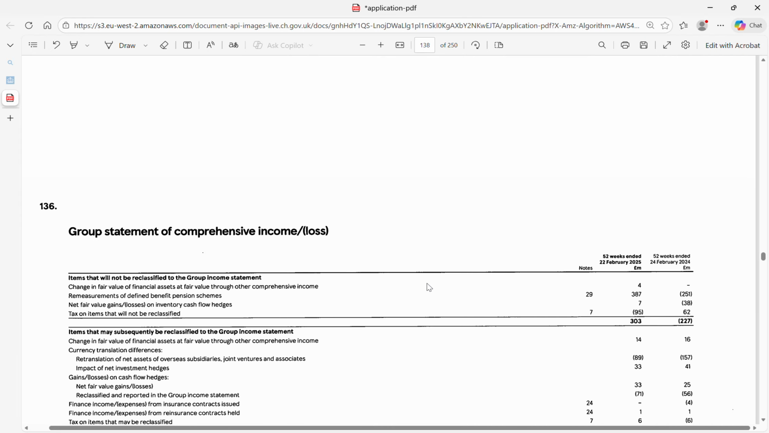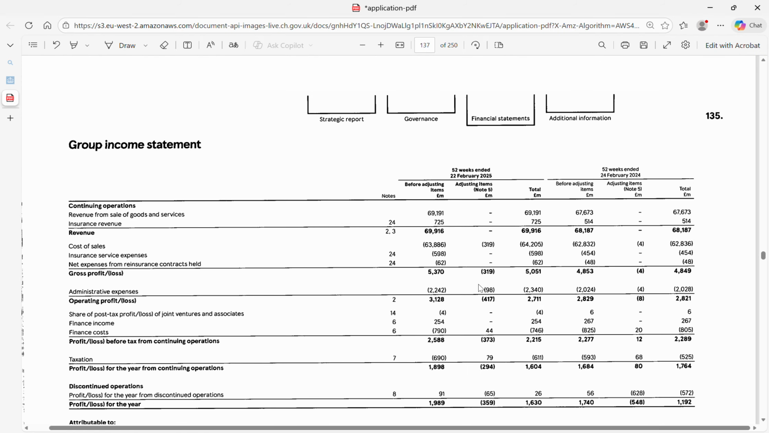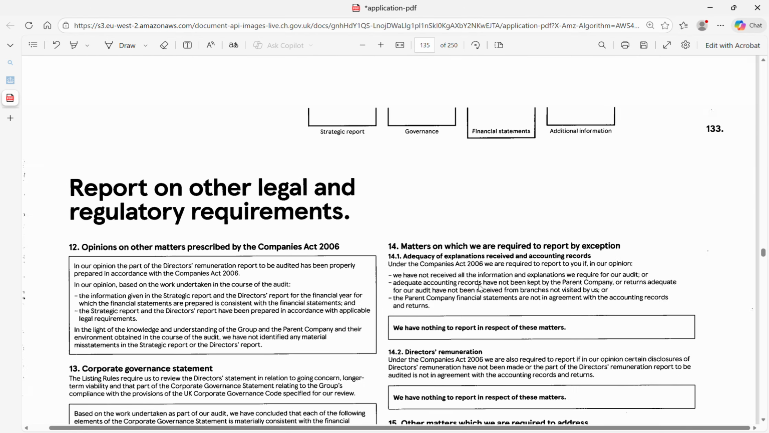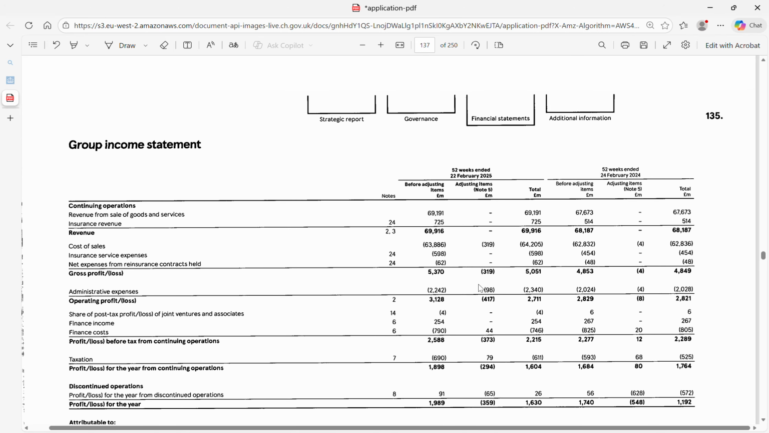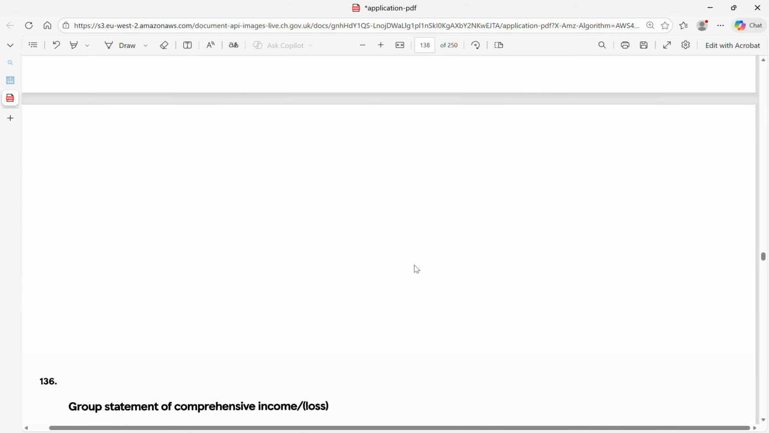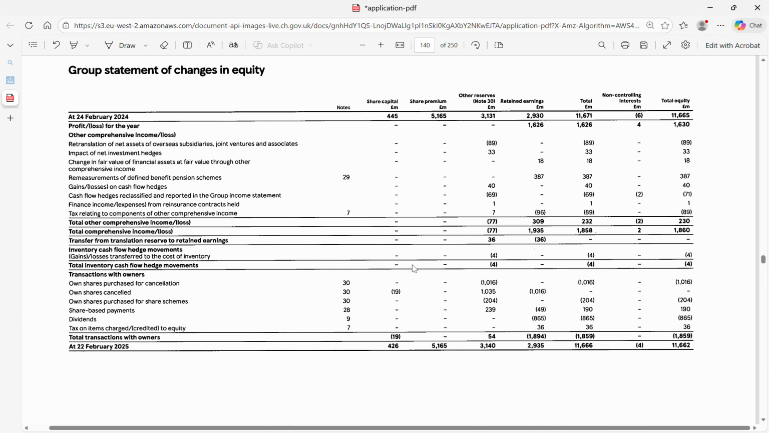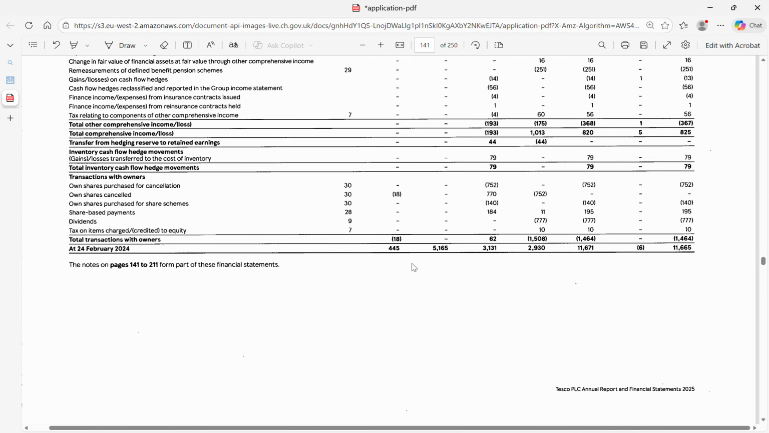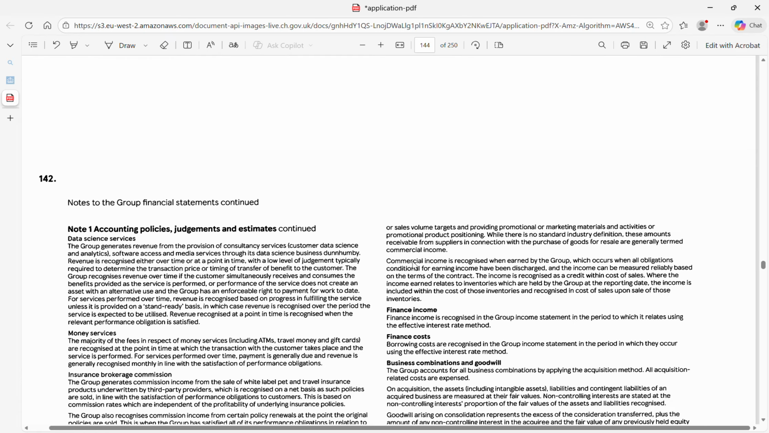So this is the group statement of comprehensive income. So what's the difference then? This one here, let me see. Sorry, let me just have a look. Group income statement. Just trying to find, there should be a parent only income statement and also a group one. So I'm just having a look for that. Group balance sheet, group changes in equity, cash flow. Can't find it.